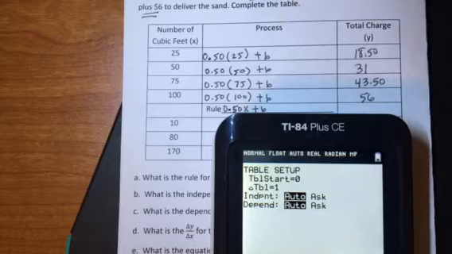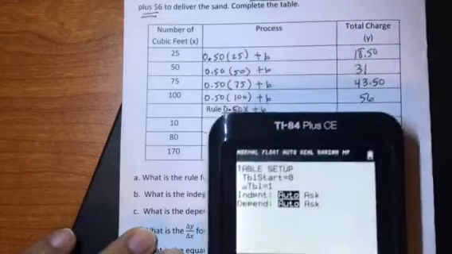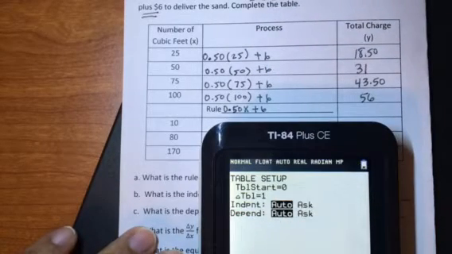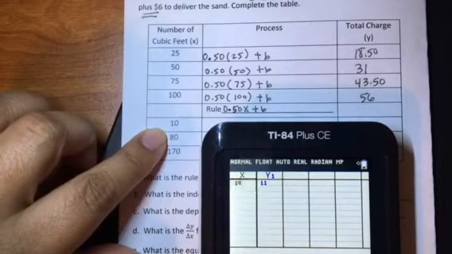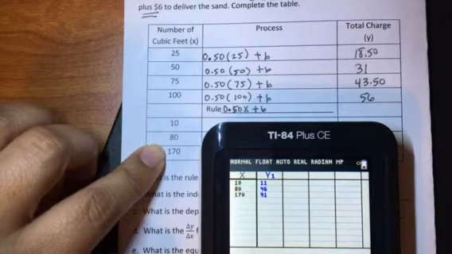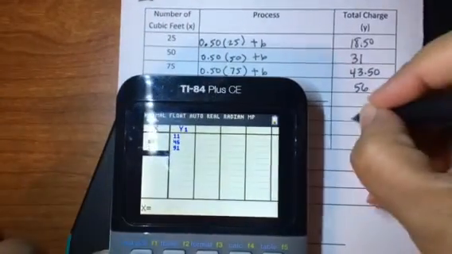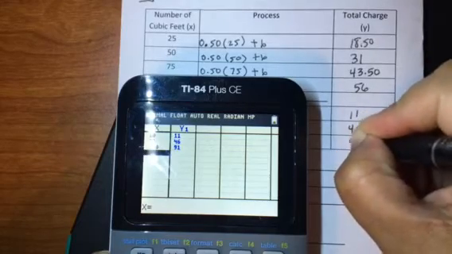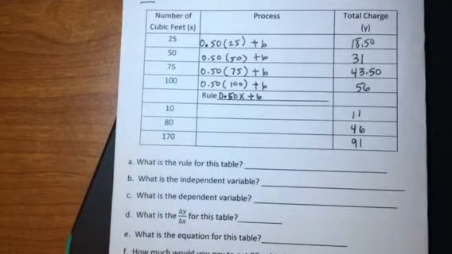Now I'm going to change my window settings. So second window, the blue button window, and I'm going to change my independent to ask. What this allows me to do is to specifically ask for 10, 80, and 170. So now I'm just going to plug in those numbers. This is 11, this is 46, and this is 91. I'll give you all a minute to make sure that you all have that down.